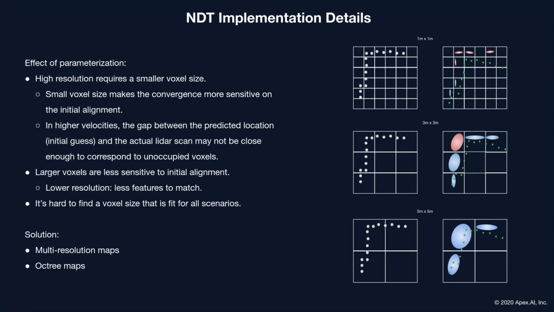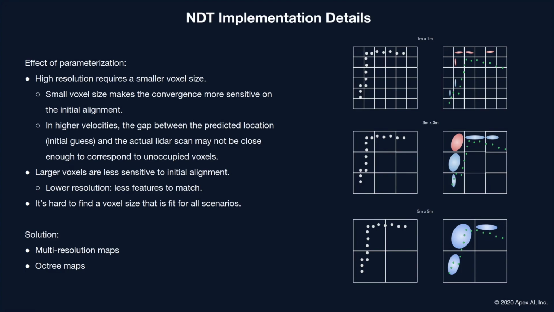And perhaps one of the most important parameters is the voxel size. For a fixed voxel size, having a small voxel size will help preserve more features from the original map. However, this means that small drifts in the initial alignment will result in many points in the scan being in unoccupied cells. In the upper image, we see that the cells with distributions shown in red do not contain any scan points and hence are not contributing to the optimization.